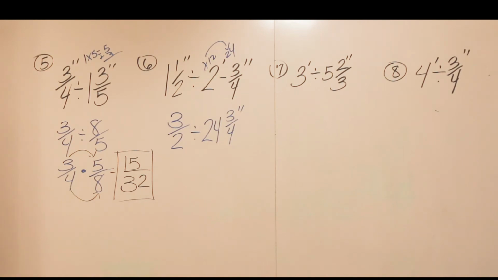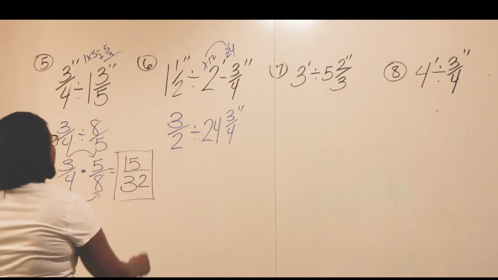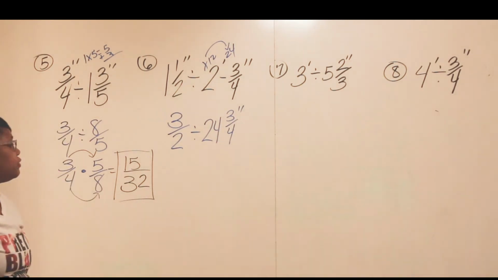That 2 feet transferred over is 24 inches. So now we have 24 3/4 inches. So now I need to take this mixed number and turn it into an improper fraction. But first thing, what do I do with this 3 over 2?